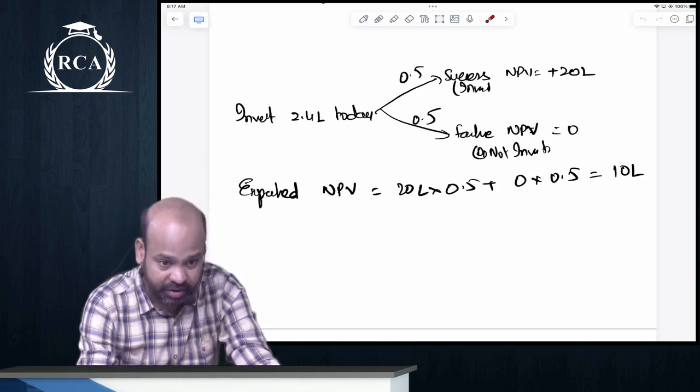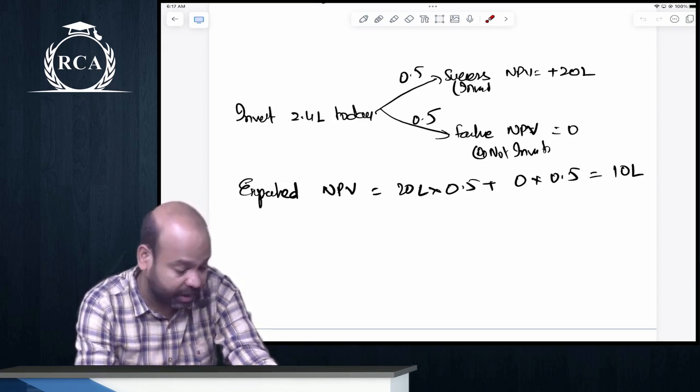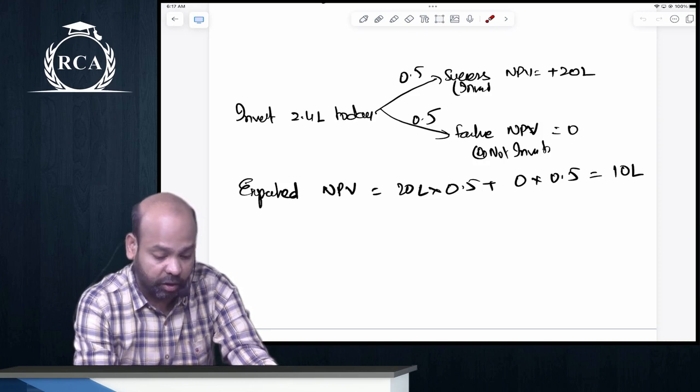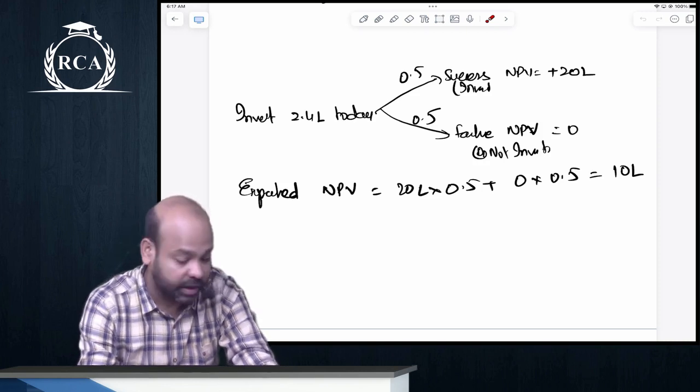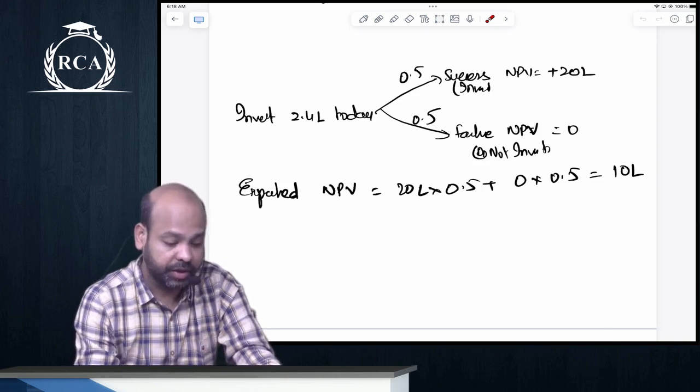We have two more topics left in this chapter, guys. One is capital budgeting with inflation, and the other one is replacement decision. We'll start off with replacement decision first, and then come to capital budgeting with inflation. What do you understand by replacement decision, beta?